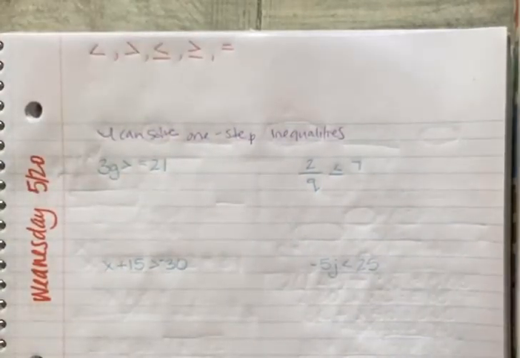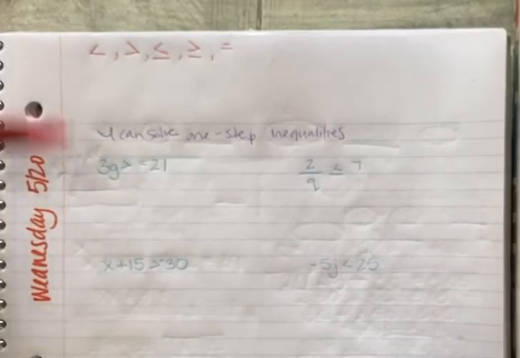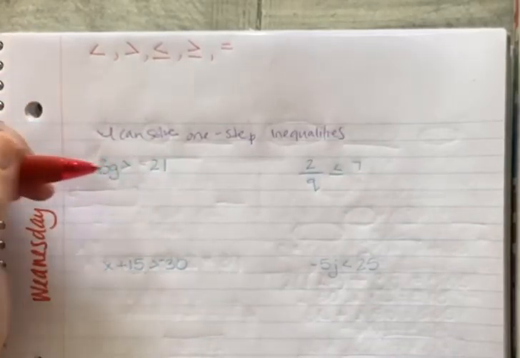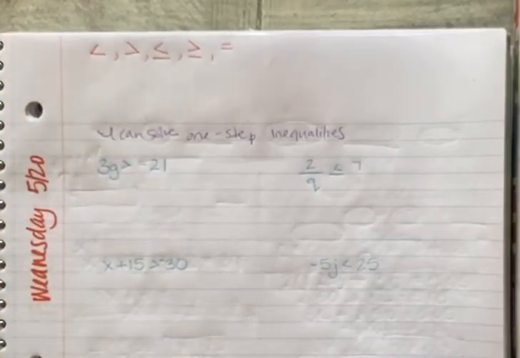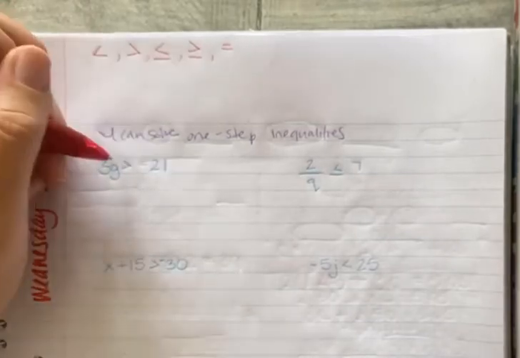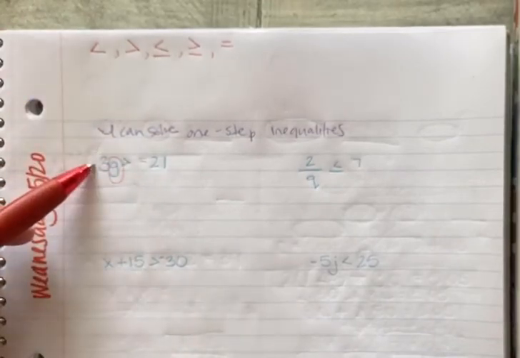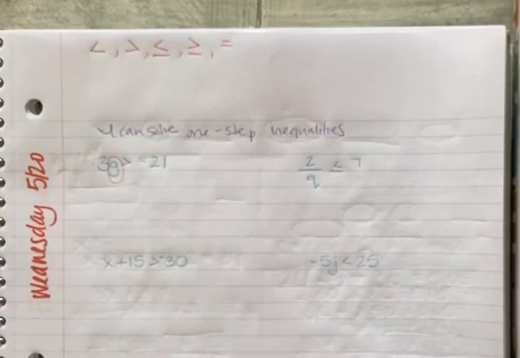But how do we solve inequalities? Well, let's look at our first example. We have 3g is greater than negative 21. So we're trying to figure out what types of numbers would make this true for g. If I were to substitute different numbers for g, what would make this true? Now, in order to figure out what those numbers are, we're going to continue to use the inverse operation, okay? So if we were to pretend that this is an equal sign, we have one side of the inequality and the other side of the inequality.